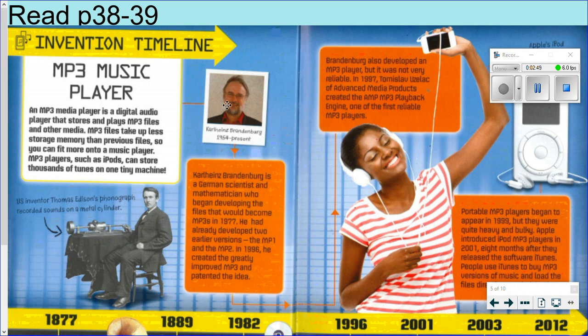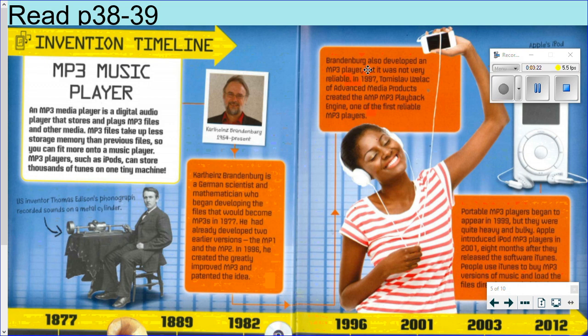Okay, we've got Karl-Heinz Brandenburg here. Let's find out a little bit about him and his role with the MP3 music player. Karl-Heinz Brandenburg is a German scientist and mathematician who began developing the files that would become MP3s in 1977. He had already developed two earlier versions, the MP1 and the MP2. In 1996, he created the greatly improved MP3 and patented the idea.